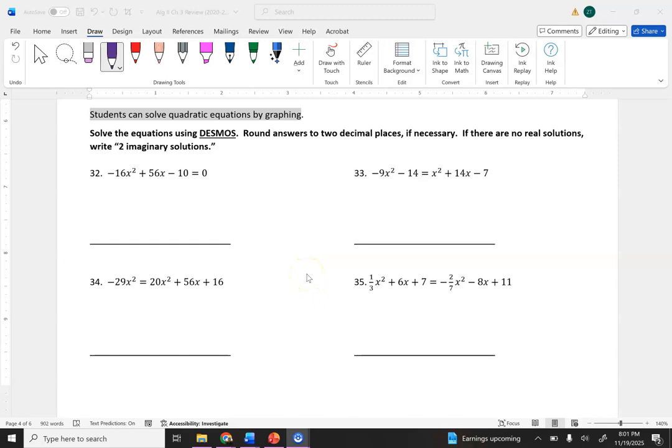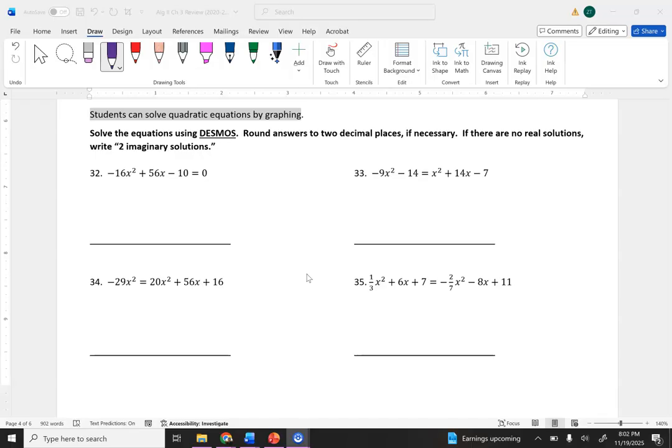All right, in this last video, we're going to focus on the Desmos parts of the chapter. So the first part of that is, can you just solve a quadratic equation by graphing? You might remember there's two ways to do this. One of the ways involves typing in two different functions and looking to see where they intersect. And the other method involves moving everything over to one side and then just looking to see where the graph touches the x-axis.